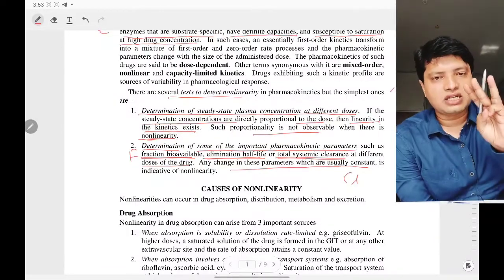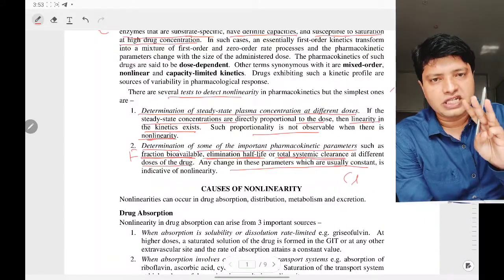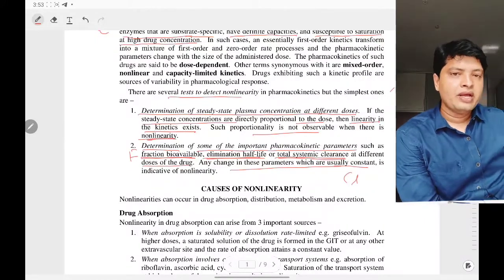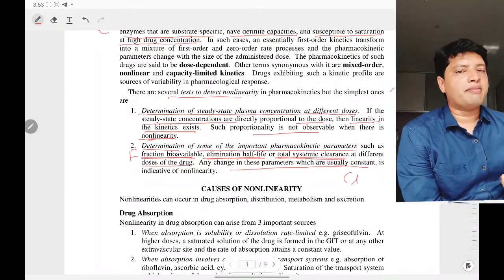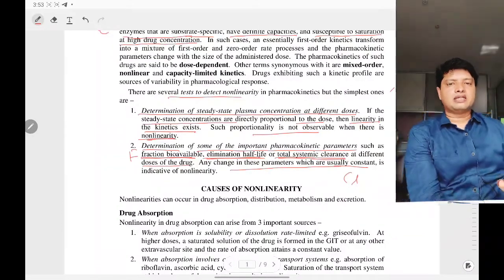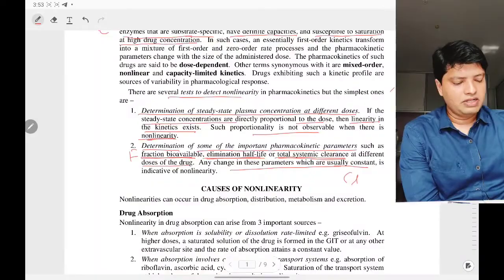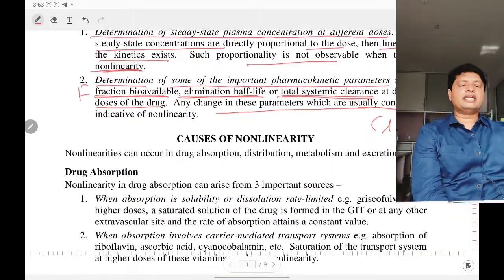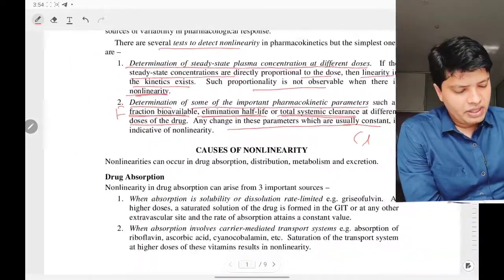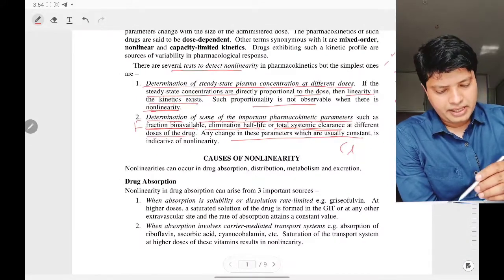Okay, so usually your bioavailable fraction, elimination half-life (I am talking about elimination half-life), and total systemic clearance will remain constant. These are the three pharmacokinetic parameters which will remain constant in the body. If there is any change in these parameters, then you can say that the drug is following non-linear pharmacokinetics. Now we will see what are the causes for the non-linearity, why the drug is following non-linear pharmacokinetics.